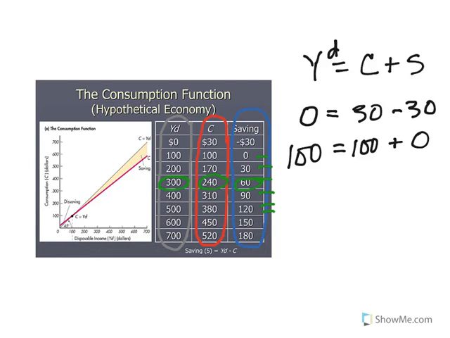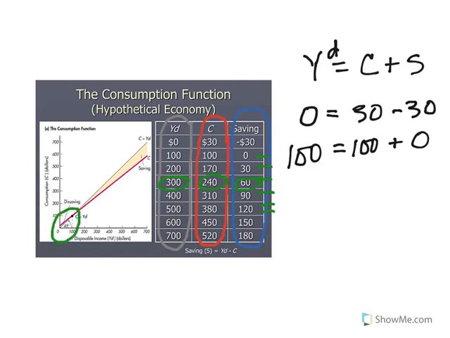Now, again, the area in between the 45-degree line and the pink line represents savings. So all of that yellow shaded area at points above disposable income of $100, we have a positive savings rate. However, notice that we do have a small portion of dissaving anytime our disposable income was less than $100. So that was down here.